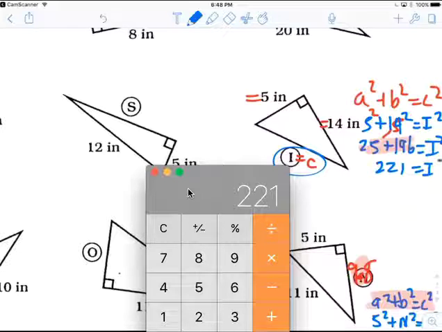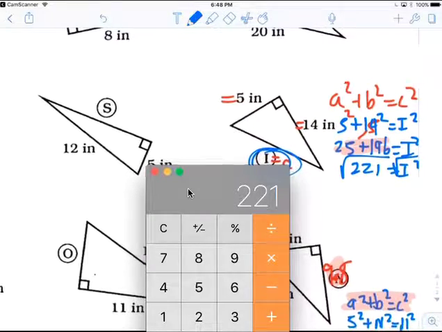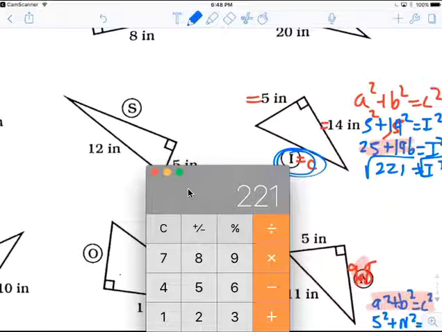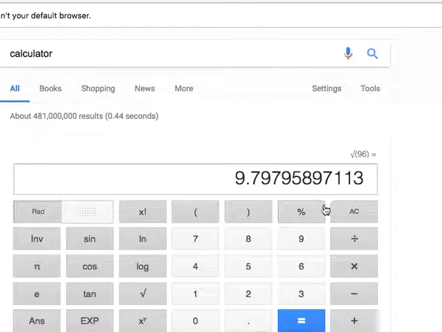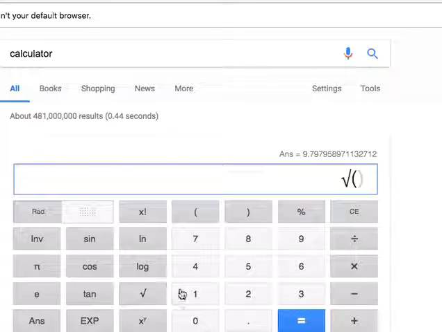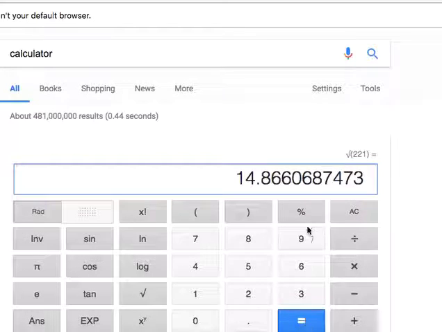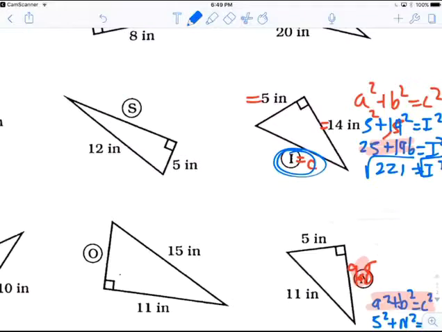Now, to find what I is, the length of I, you take the square root. The square root of 221 is equal to 14.7. This is a 6 right here, so the 8 becomes, no, 14.9. Okay, so your answer is 14.9. It's a 6, so 14.8 becomes 14.9. I is 14.9.